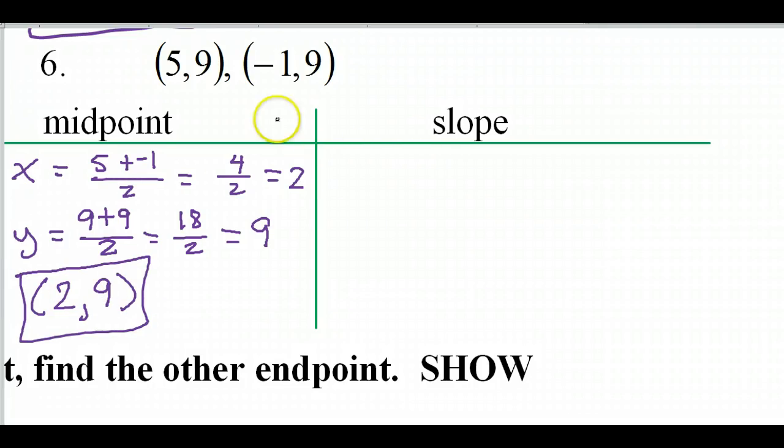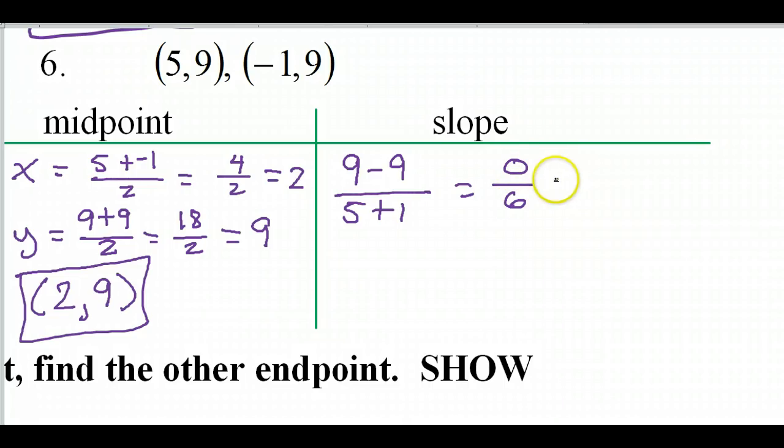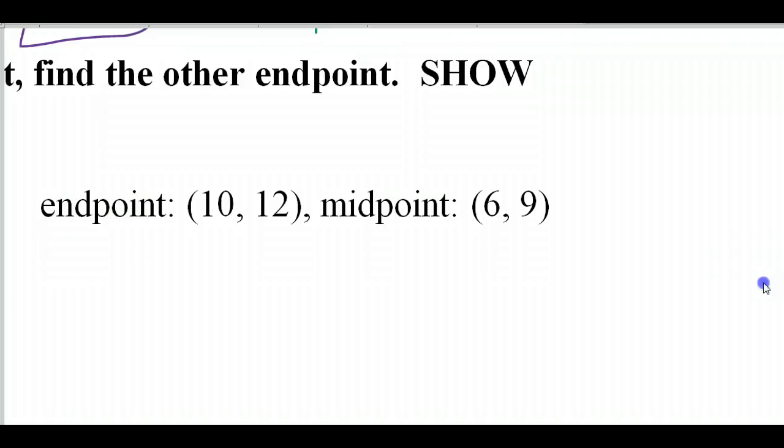Slope, y minus y over x minus x. So that's going to be 9 minus 9. Uh-oh, watch out, it's going to be 0 over 5 plus 1, if I do it this way, 5 minus negative 1. That's going to give me 0 over 6. Do not leave it like this. Oh no. What is this? Is this undefined? No, this is not undefined. This is 0. Okay, when the 0 is in the top, it is 0. If the 0 is in the bottom, that's when it is undefined. Okay, so that's number 6.